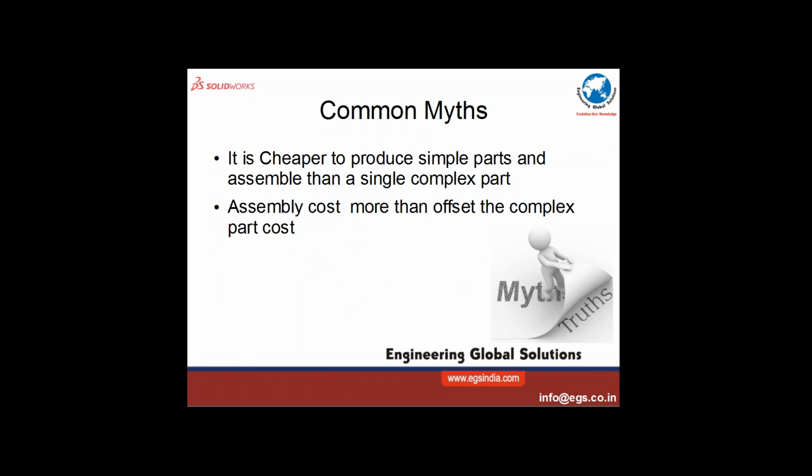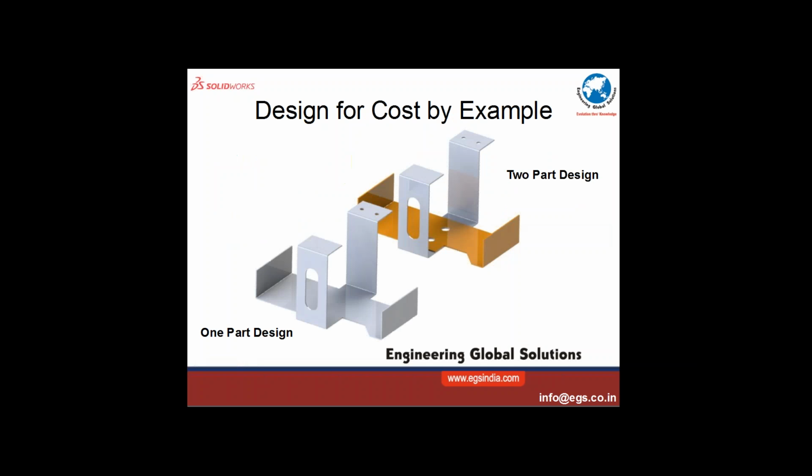Second, the assembly cost more than offsets the complex part cost. These common myths need to be removed because they are not truthful as compared to reality. Take this example on a design for cost. If you look at the single part design, there are many sheet bending operations in the first part, which is the one part design, while in the two part design, the components are easy to manufacture by themselves.